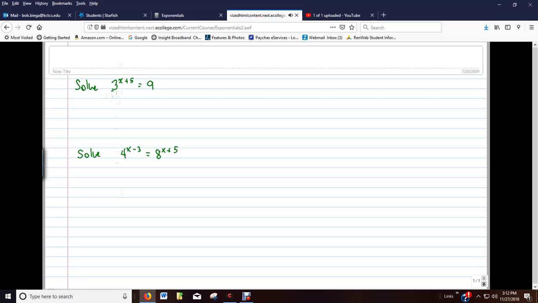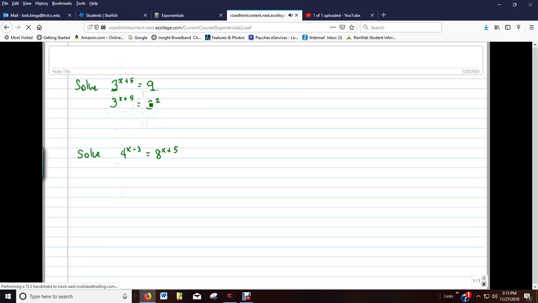Alright, so our first base is a 3. Over here our base is a 9. If we could get these two to be the same, then we know the exponents would also have to be the same in order for the equation to be equal. So I'm going to leave this one on the left alone, but I can rewrite 9 as 3 to the second power, because of course 3 squared is 9.